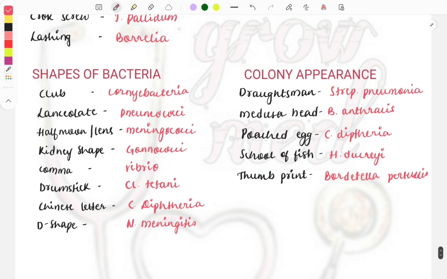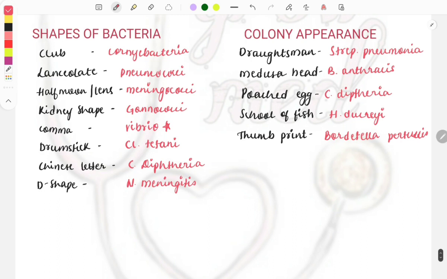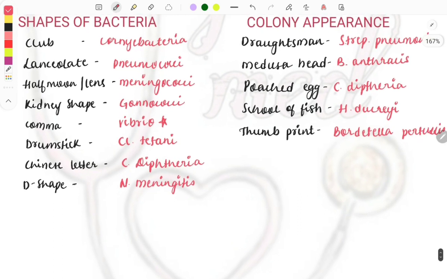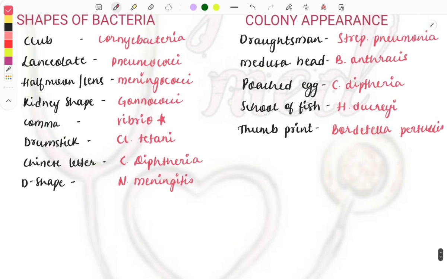Then the shape of the bacteria. Corynebacterium is club shaped. Lanceolate pneumococci: two lanceolate-shaped cells together in a capsule. Half moon or lens shape is seen in the meningococci, kidney shaped gonococci, comma shaped Vibrio cholerae, a very famous question that everyone must know. Then dumbbell appearance in tetani. Chinese letter appearance we have already discussed, and we also saw the image of Corynebacterium diphtheriae. Then D-shaped Neisseria meningitidis.